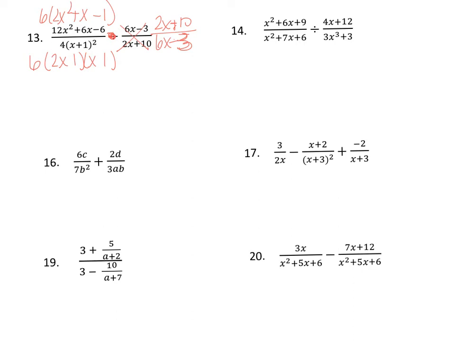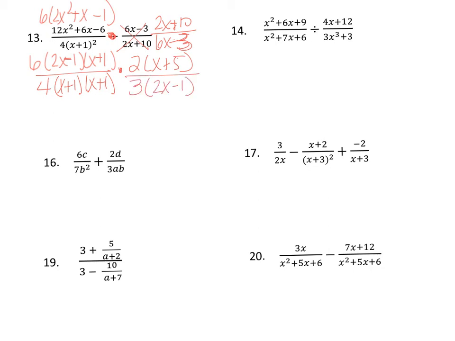I need the bigger number to be positive because the middle term is positive. Since this is positive, my bigger number needs to be positive, so that's the 2 times the 1. So we're going to put the plus here and the minus there. Then I'm going to write that out, x plus 1, x plus 1. And 2x plus 10 is 2 times x plus 5. And I can factor out a 3, and I get 2x minus 1.